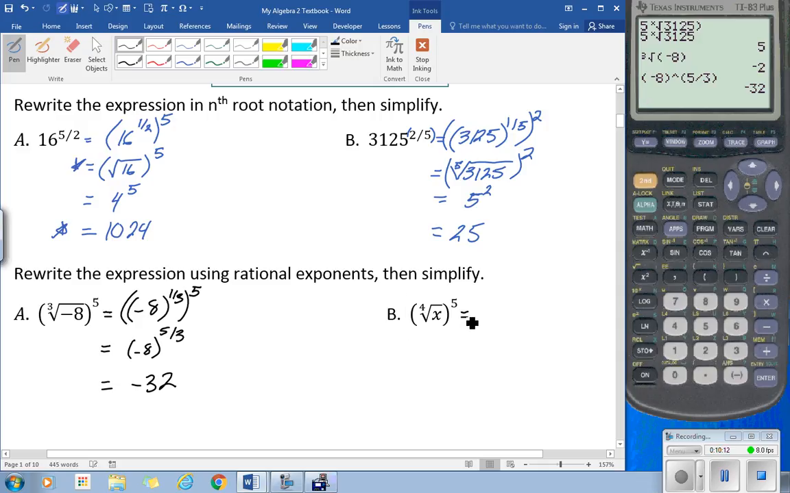For looking at b here, this one doesn't have an actual radicand. It's just got x in there, which is a variable, so we can just get this into rational exponent notation, and that'll probably be it. But the equivalent power to the fourth root is a 1/4 power. So this could be x to the 1/4 to the 5th. And then it's just properties of exponents. We can change that into x to the 5/4 power. And no more simplifying can be done. We can't type that into the calculator. We're good to go.